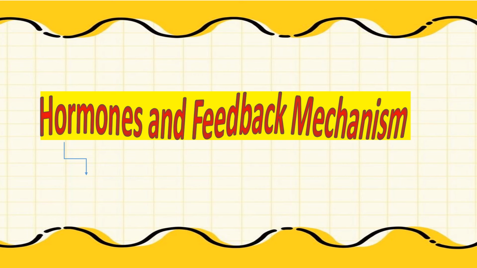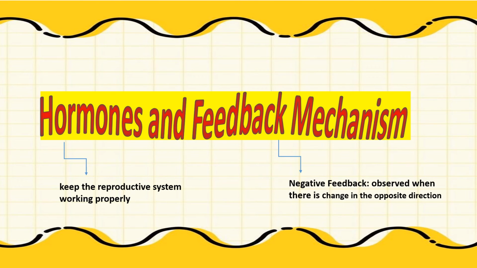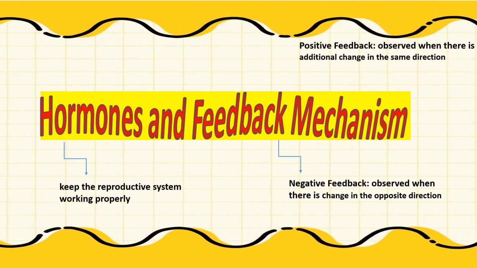It was mentioned in the video that hormones play an important role in the process of reproduction in female. So hormones keep the reproductive system working properly. So as hormones are secreted, feedback mechanisms are being observed. So we have negative feedback and positive feedback.